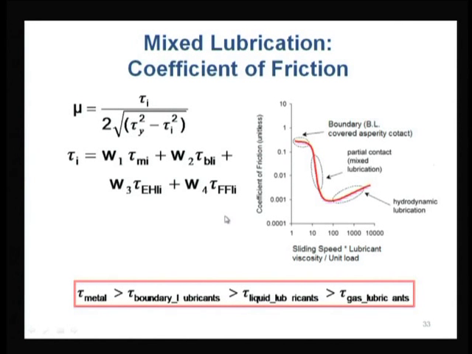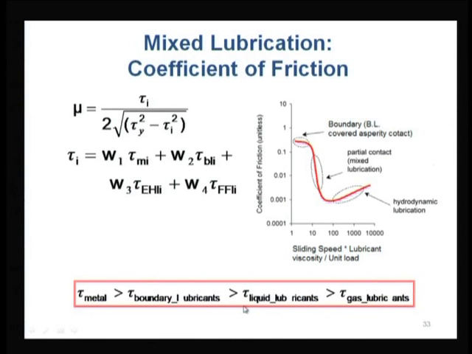And there is a note here. The shear strength of metal will be greater than the shear strength of boundary lubricants. The shear strength of boundary lubricant will be greater than the shear strength of liquid lubricant. We have not talked about gas lubricants, but if there is a gas, maybe air, nitrogen or hydrogen, then the shear strength of that interface will be lower. In the case of a gas bearing, any solid surface separated by a gas as a lubricant will have the lowest coefficient of friction.